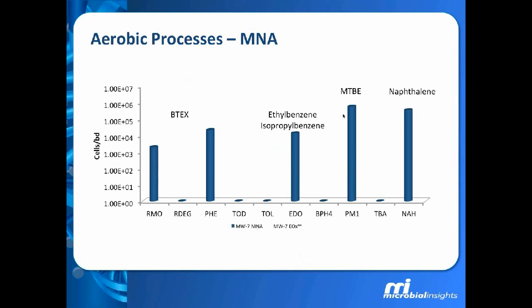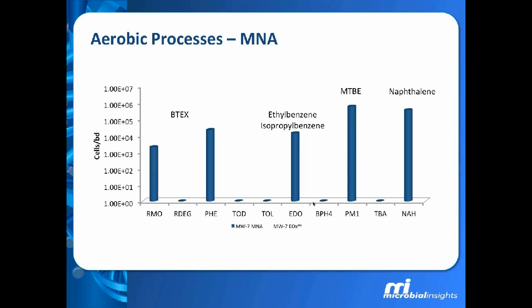Concentrations are again shown on the y-axis, and on the x-axis we have a lot of genes listed here. We have aerobic genes for BTEX degradation. These are RMO, RDEG, PHE, TOD, and TOL. These are all genes that are expressed during biodegradation of BTEX. Then we looked at EDO, which is an important gene for ethylbenzene and isopropylbenzene biodegradation. We also looked at BPH4. In environmental restoration, biphenyl dioxygenases are best known for the cometabolism of polychlorinated biphenyls, or PCBs. However, the subfamily also includes benzene and isopropylbenzene dioxygenases.